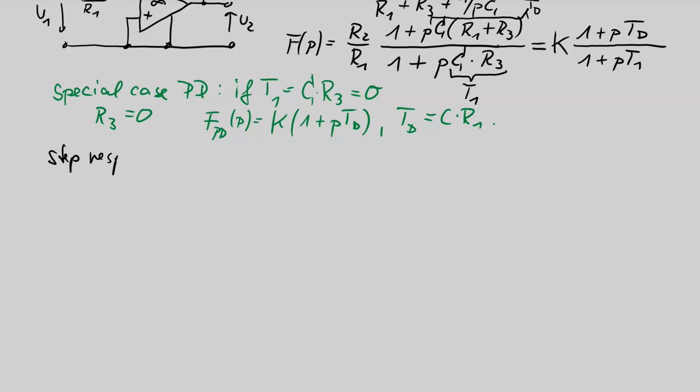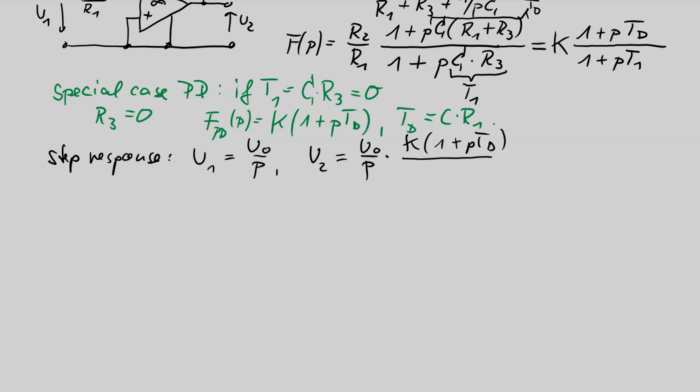Step response. Again, U1 is the step function and U2 is the step function multiplied with the transfer function, and the transfer function then is just a copy of what I have done before, divided by 1 plus PT1.